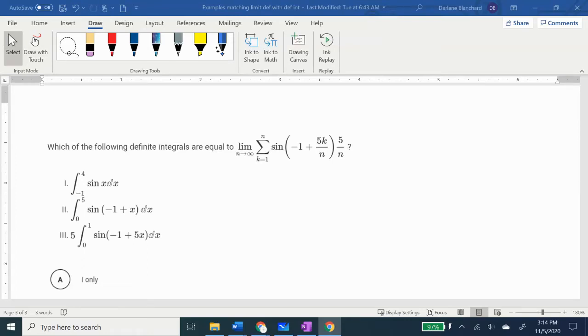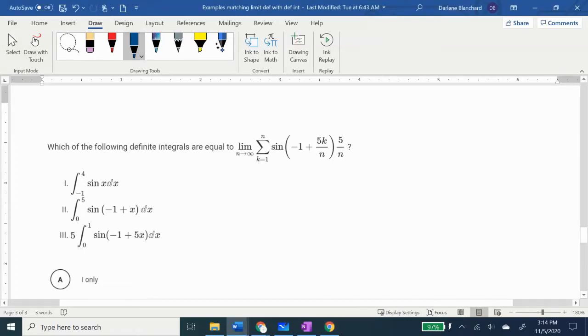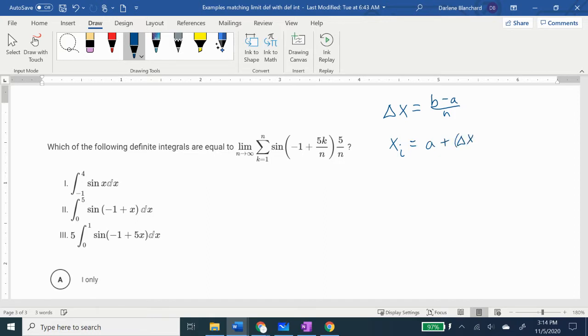Okay, so these are problems where you are trying to figure out how to match up the limit sigma definition of area with a definite integral. And the two big formulas are delta x and x sub i. Your delta x is (b minus a) over n. Your x sub i is a plus that delta x width times i.